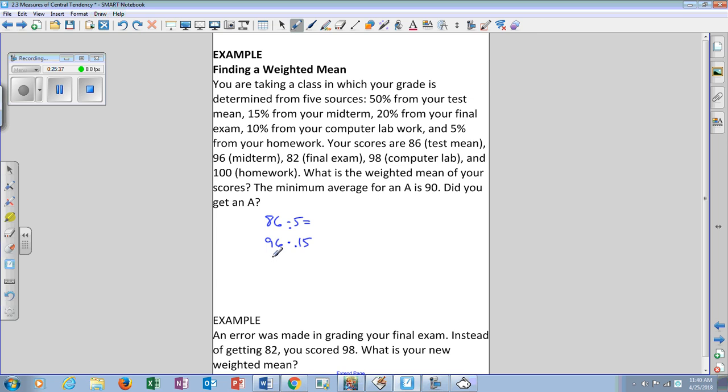82 from your final exam. Just write these down. 98 and 100. So your final was an 82. That's 20%, so 0.2. 98 from your computer lab, which is 10%, which is 0.1. And lastly is 100 from the homework, which is 0.05. So we're going to calculate all that out. 86 times 0.5 gives you 43.